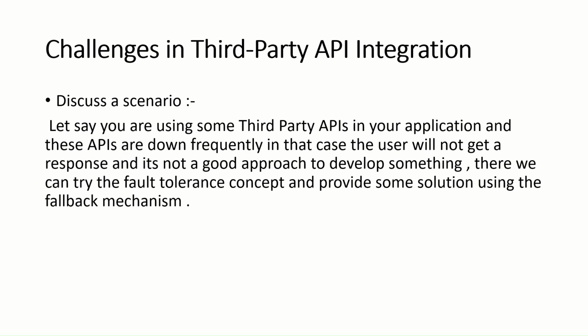Let me discuss a scenario here. Let's say you are using some third-party APIs in your application and these APIs are down frequently. In that case, the user will not get a response, right? If your third-party APIs are down, then your system will also crash. In that case, the user will not get the response. The system will be crashed, and it is not a good approach to develop something. There we can try the fault tolerance concept and provide some solution using the fallback mechanism. So that is what we are going to see here.